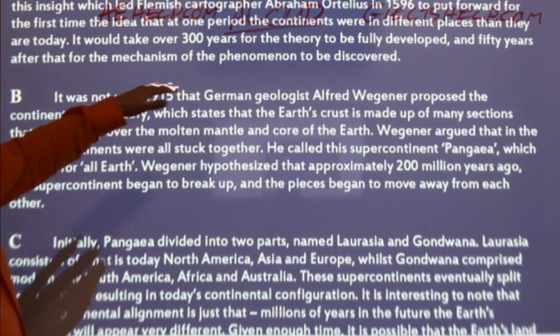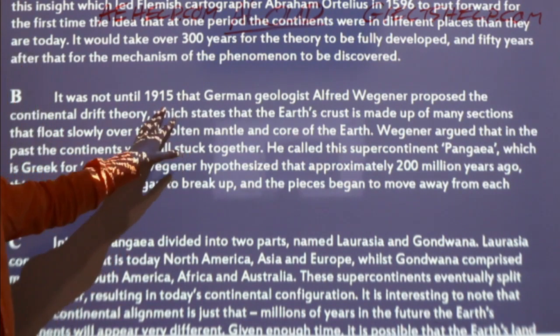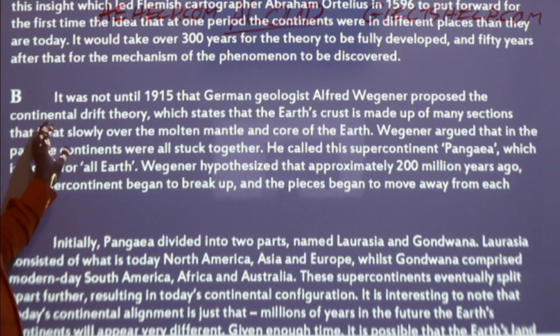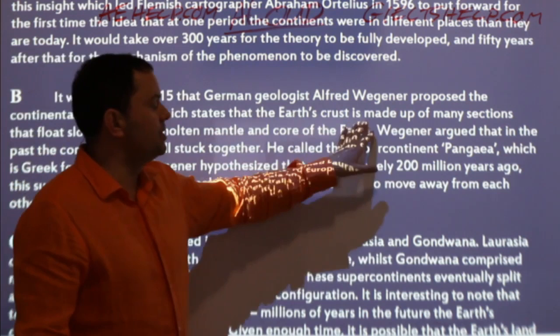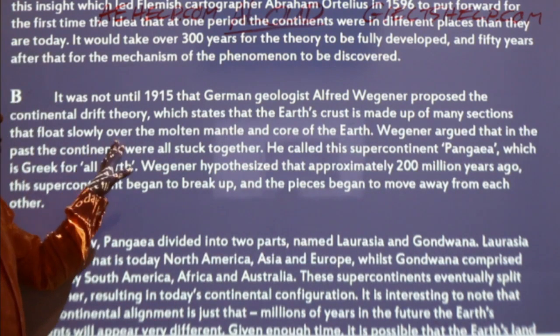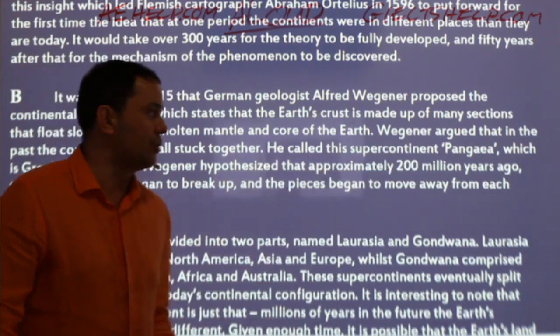Read with me, nice and loud. It was not until 1915 that German geologist Alfred Wegener proposed the continental drift theory, which states that the Earth's crust is made up of many sections that float slowly over the molten mantle and core of the Earth.